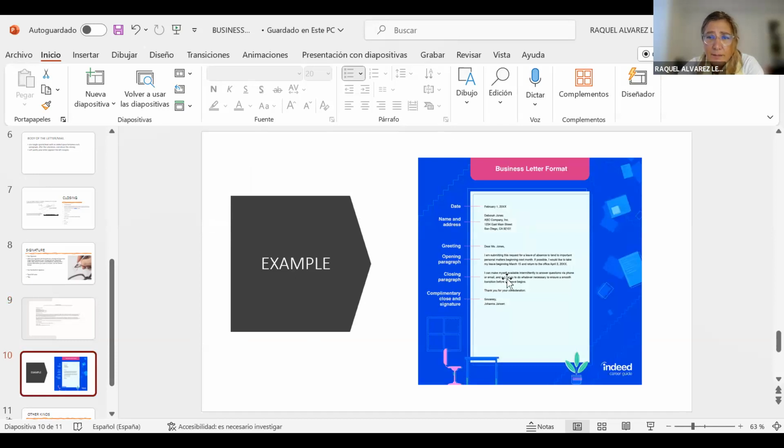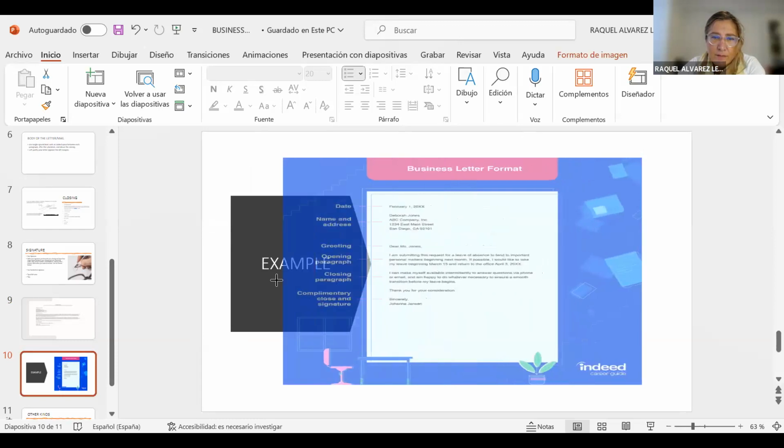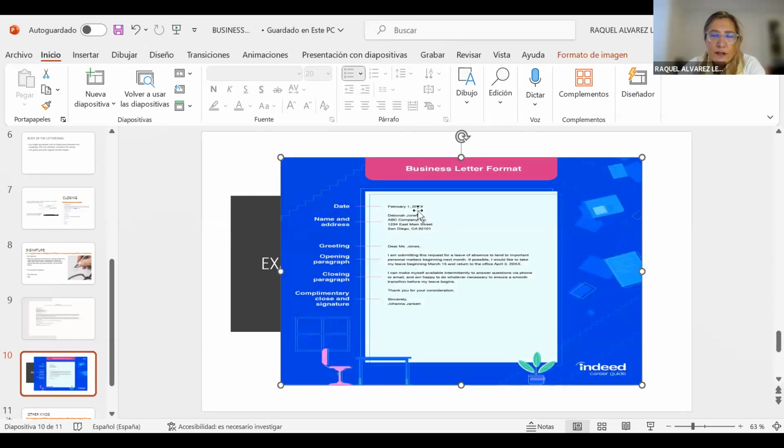So another example of a business letter. So you can also use this kind of way to do it. You write the date. Here you write the data of the person you are writing to. Here they say the greeting or the salutation is relaxed, cordial, Dear Miss Jones, okay?